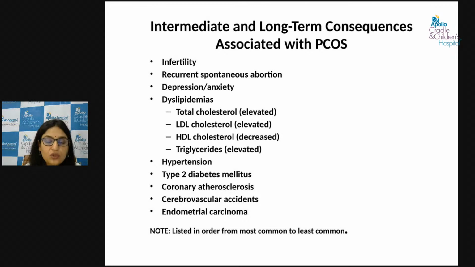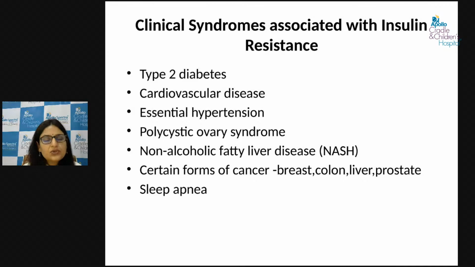So you should know what consequences can happen with the simple PCOD, which is curable early, even without medication, if it is diagnosed at an early stage. It is a clinical syndrome associated with insulin resistance, type 2 diabetes, cardiovascular disease, essential hypertension, polycystic ovarian syndrome, non-alcoholic fatty liver disease, certain forms of cancer. So if you go on the net and Google, you will find somewhere it's polycystic ovarian disease and somewhere it's polycystic ovarian syndrome.